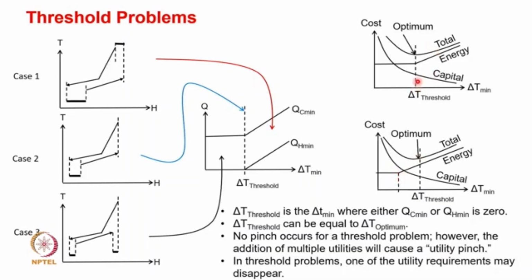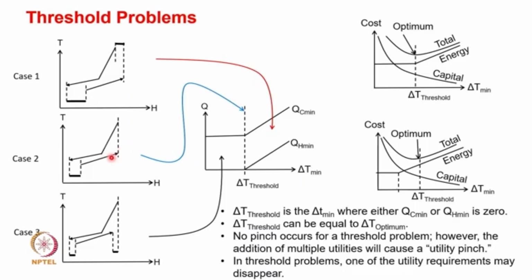Here you can see that at the threshold your energy requirement becomes flat. Finally, you might see that your optima is still over here, but your threshold is maybe lesser than that. These are certain conditions that you might see while playing around with the hot stream and cold stream. If you are reaching a threshold problem, the advantage is that one of the utility requirements can be made to disappear.